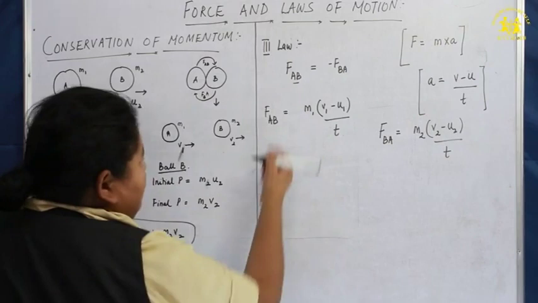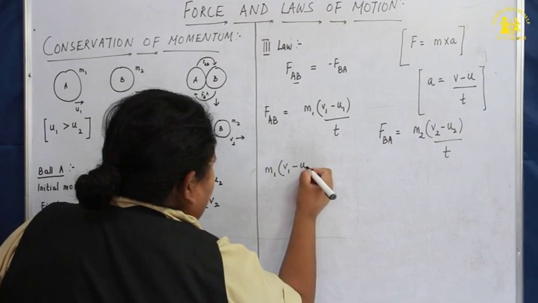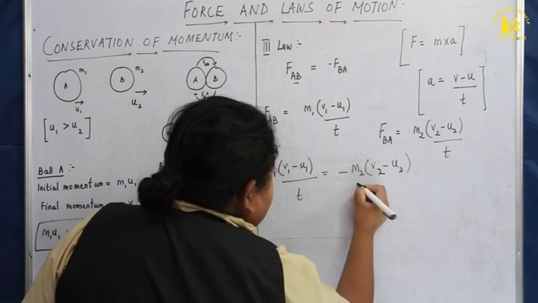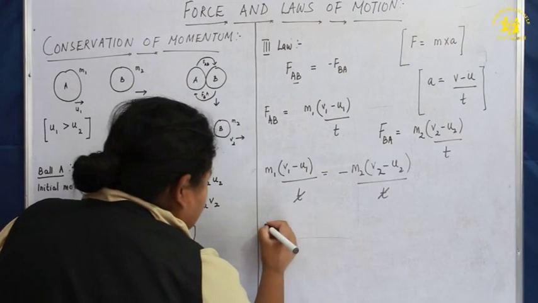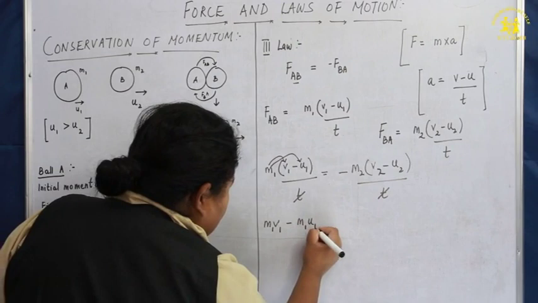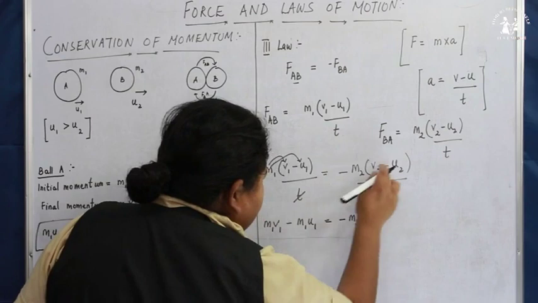Right? So let us put the values here. M1 V1 minus U1 divided by T is equal to minus M2 V2 minus U2 divided by T. So what we get is M1 V1 minus M1 U1 is equal to minus M2 V2 plus M2 U2.